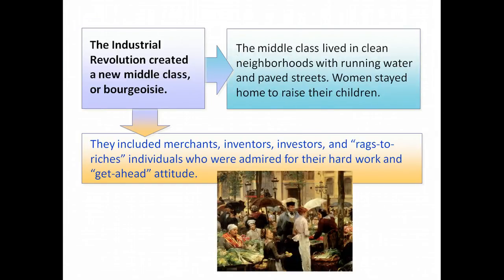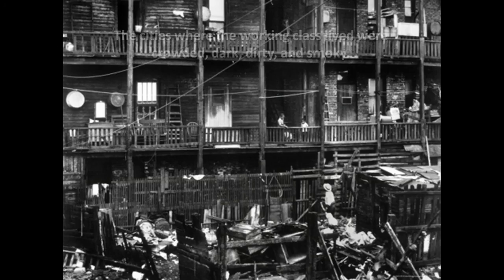The middle class, again, enjoying a lot of the benefits of the Industrial Revolution. Clean neighborhoods, running water, which certainly didn't happen in the poorer neighborhoods, paved streets. They were comfortable enough in their household income that the women were able to stay home and raise their children. The women did not need to go into the workforce. This certainly was not the case for the working class.